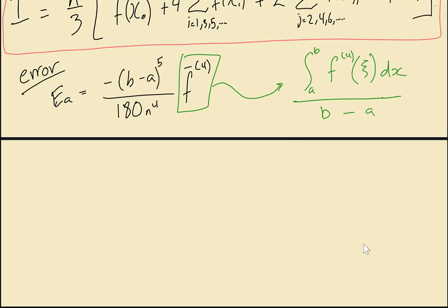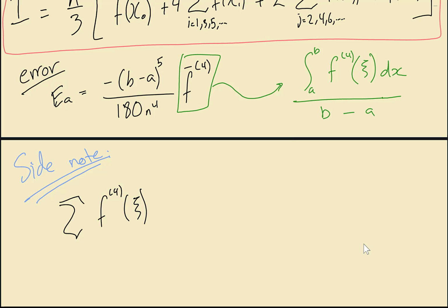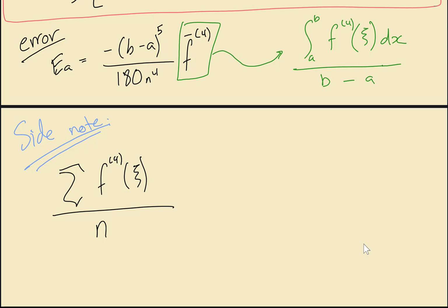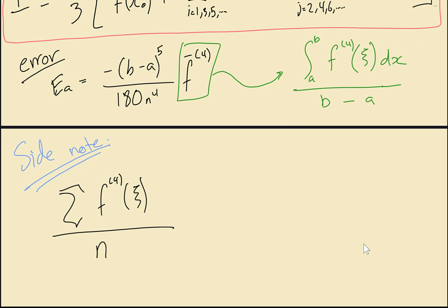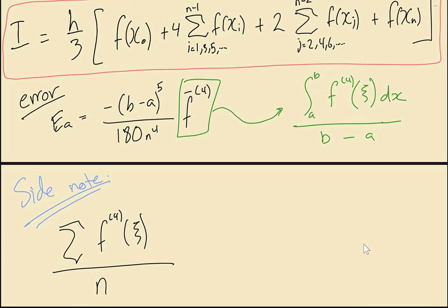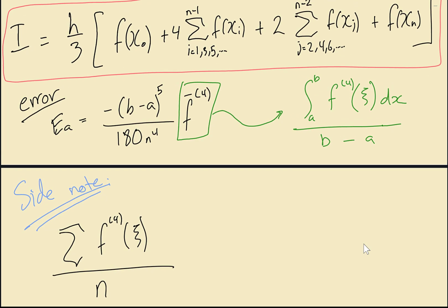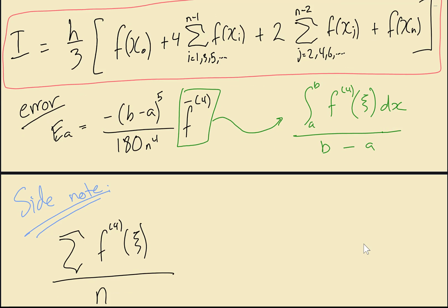So what is the average? The average is the sum of something divided by how many points you have. So, a side note. What we have is the sum of the fourth derivative divided by n, which is the number of points that we have, or the number of segments, sorry. Actually no, n is the number of points that we have. No, segments.